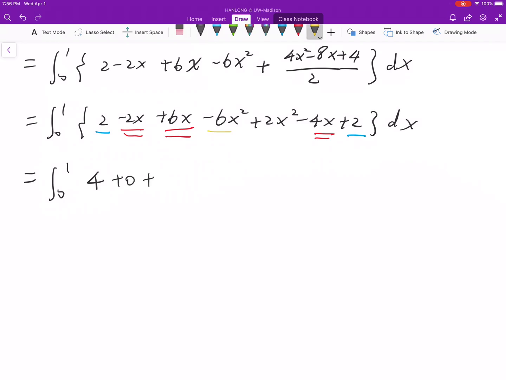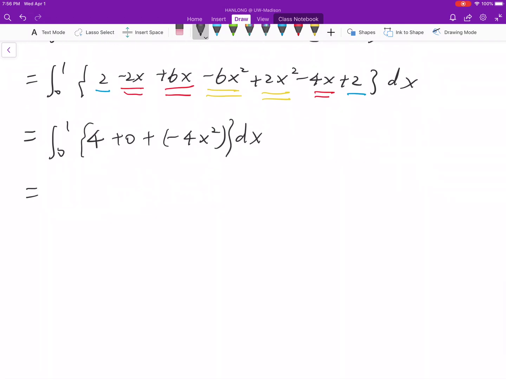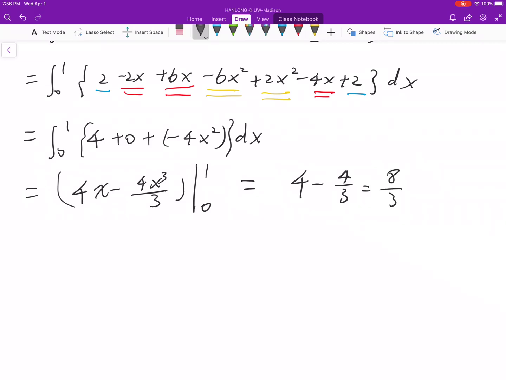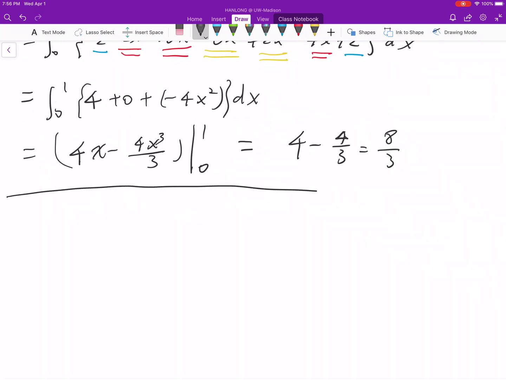Now let's look at the quadratic term. You have minus 4x squared dx. So you have 4x minus 4x cubed over 3 evaluated at 1, 0. So you have 4 minus 4 over 3, which is 8 over 3. This is part 1. The total mass is 8 over 3.